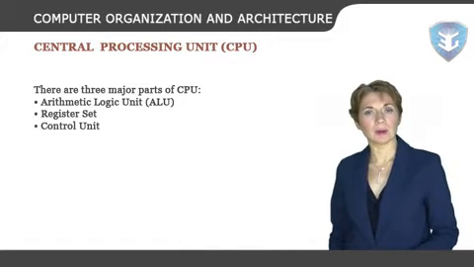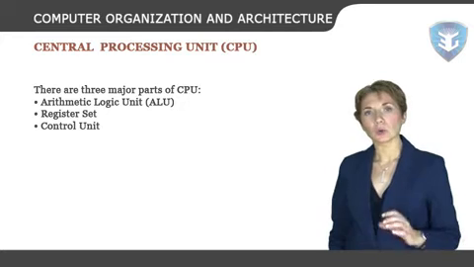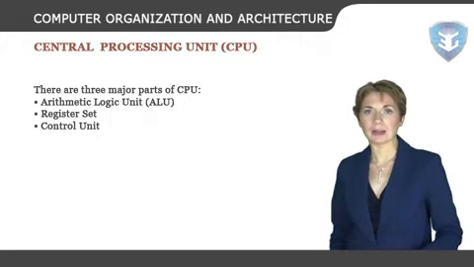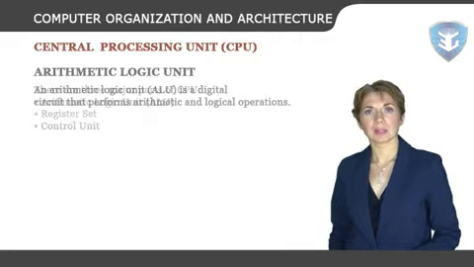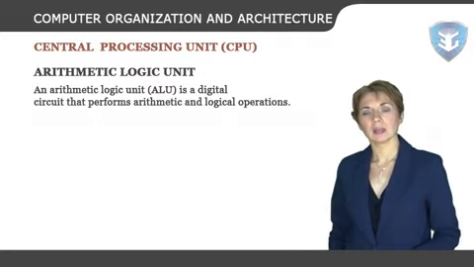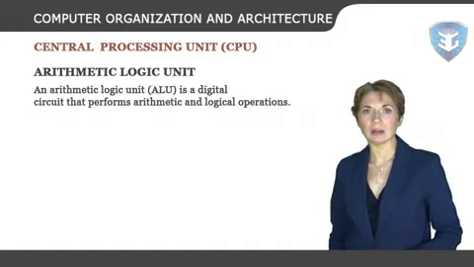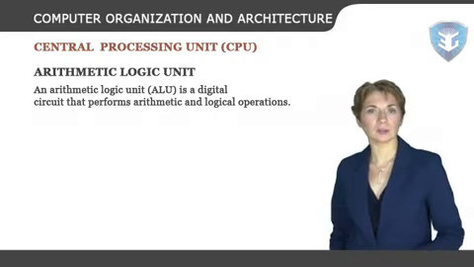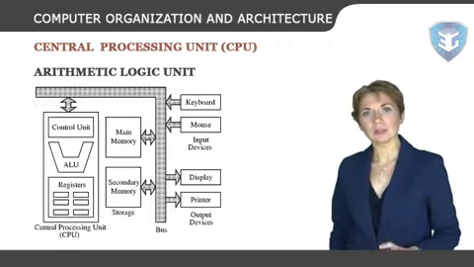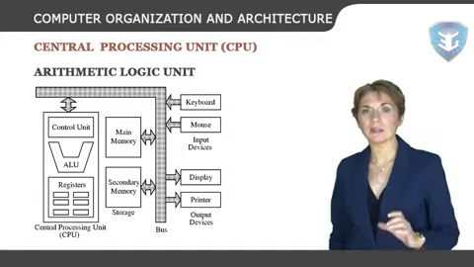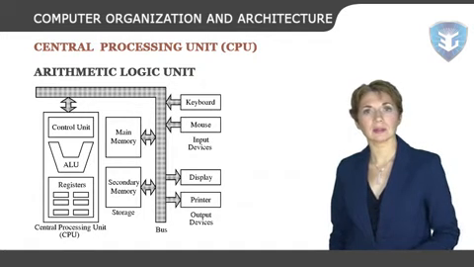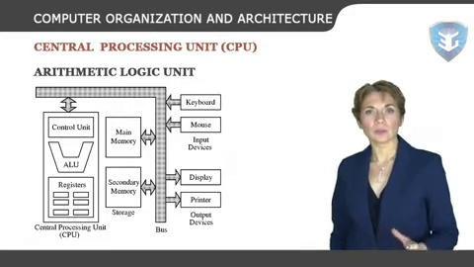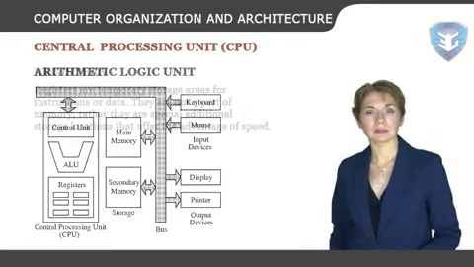There are three major parts of the CPU: Arithmetic Logic Unit, or ALU, Register Set, and Control Unit. Arithmetic Logic Unit. An arithmetic logic unit, ALU, is a digital circuit that performs arithmetic and logical operations. The ALU is a fundamental building block of the central processing unit of a computer, and even the simplest microprocessors contain one for purposes such as maintaining timers.